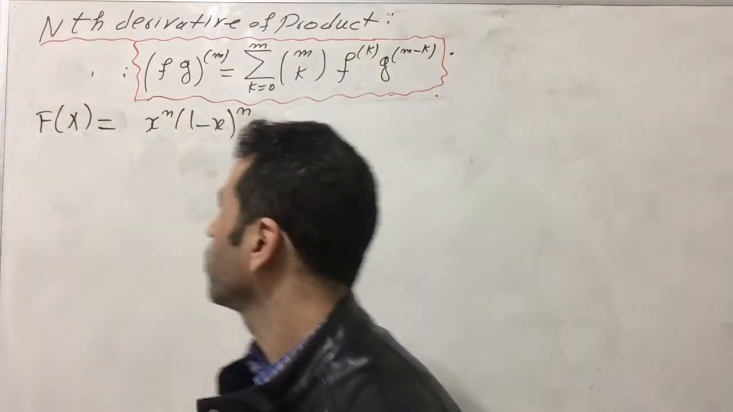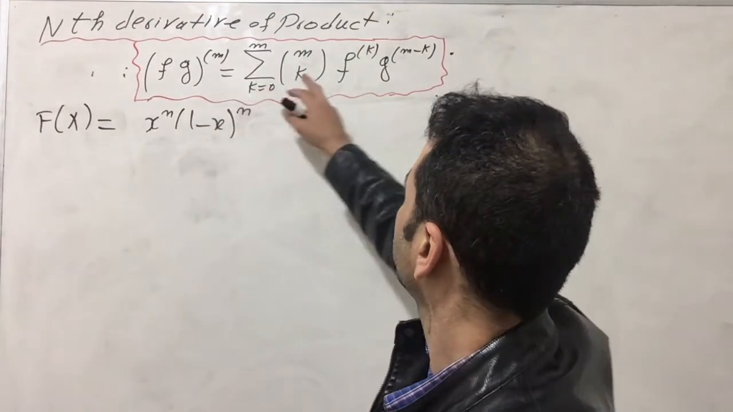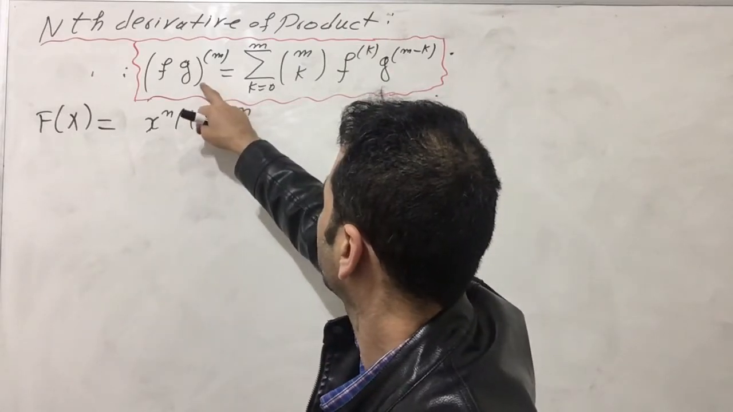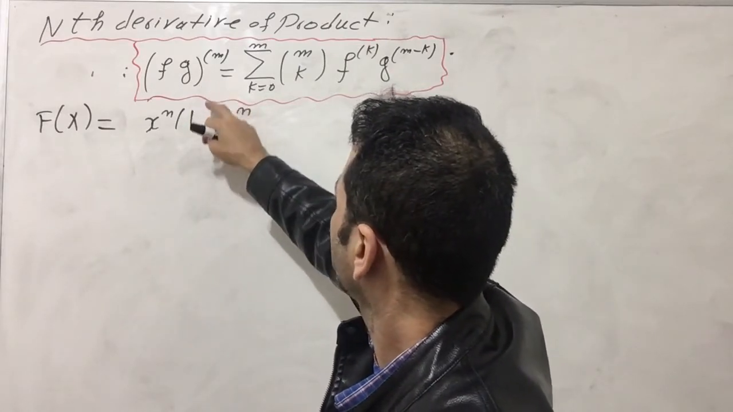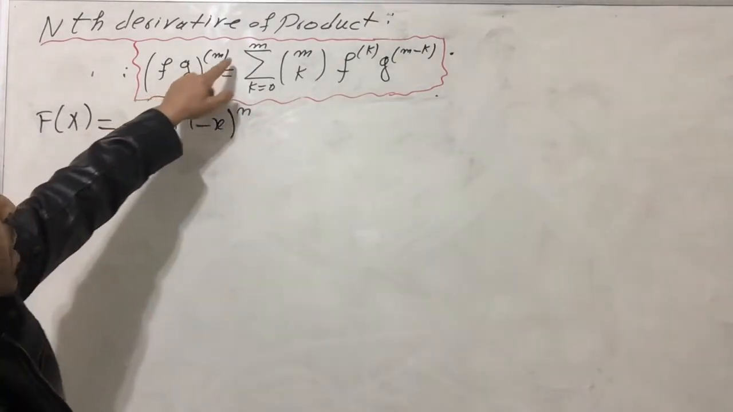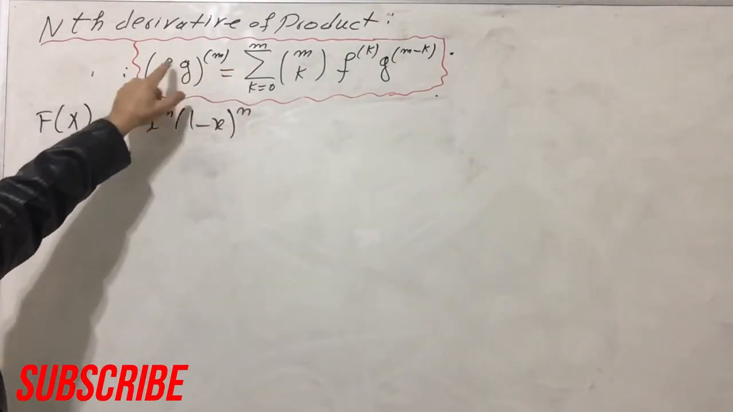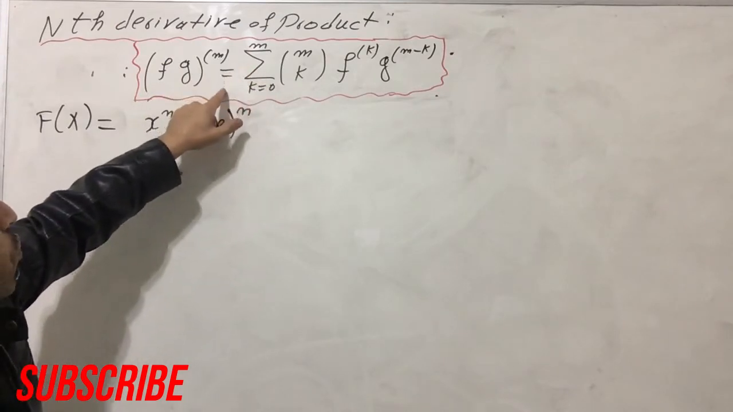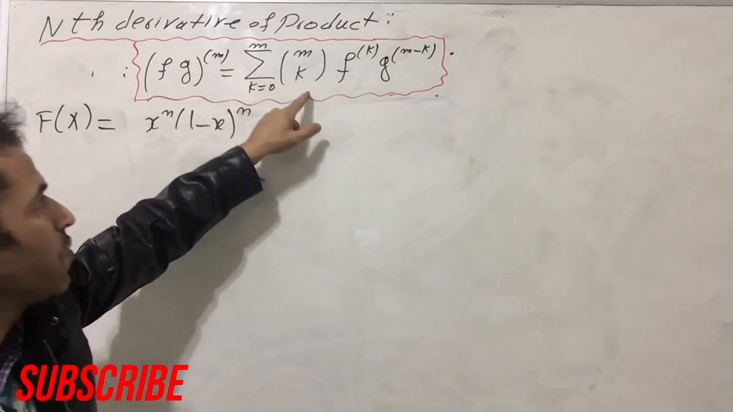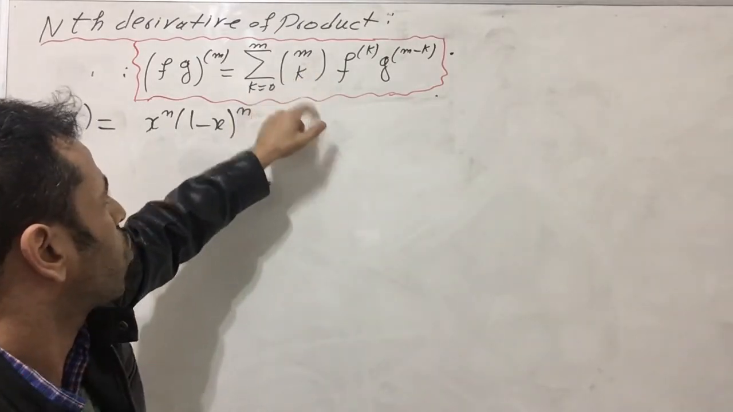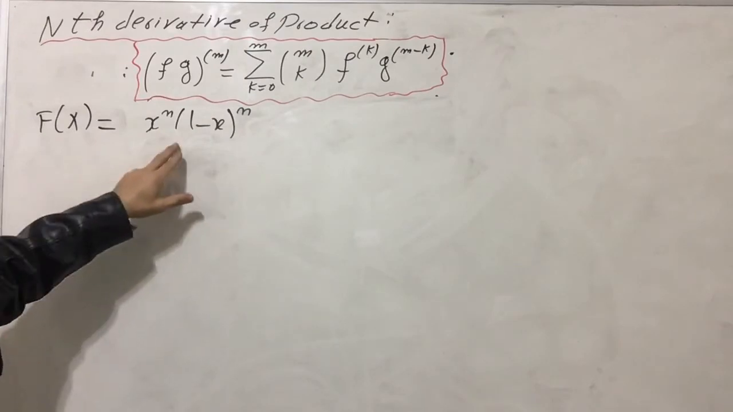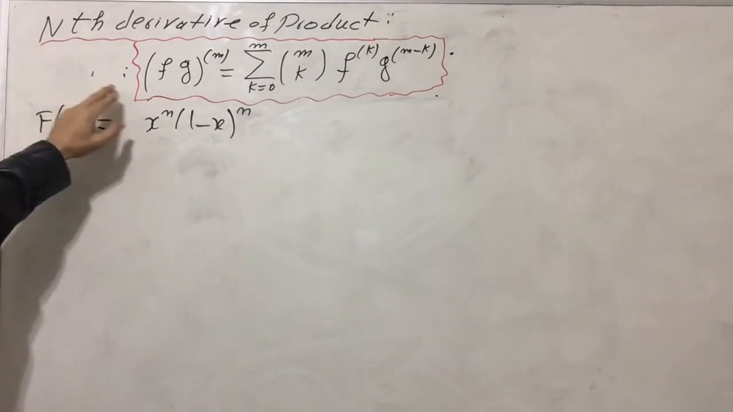Hi, here is a nice proof of the nth derivative of a product. We are going to differentiate this product of functions m times. We already proved this one. If you want to see how to prove it, just go to the previous video where we can see all the details. Now we are taking a concrete example to differentiate this function m times.